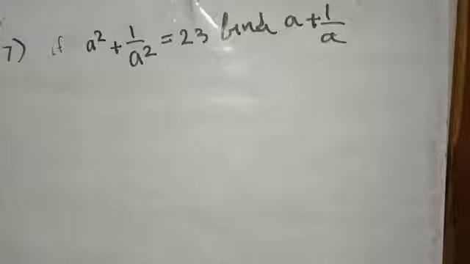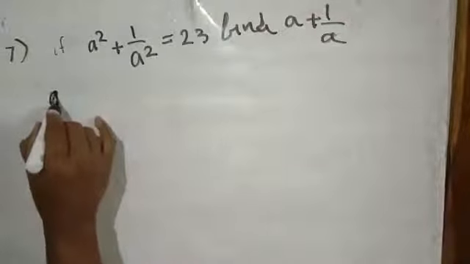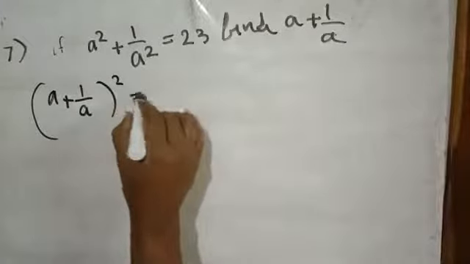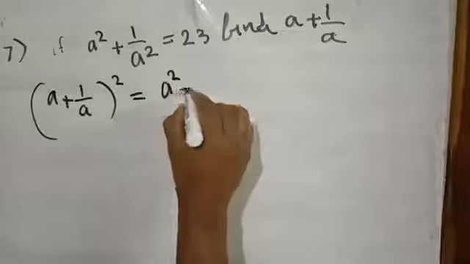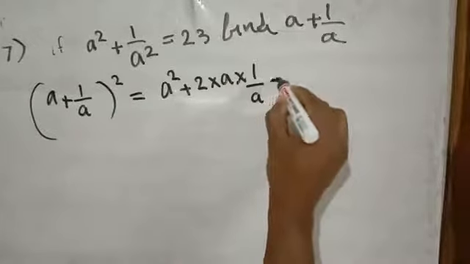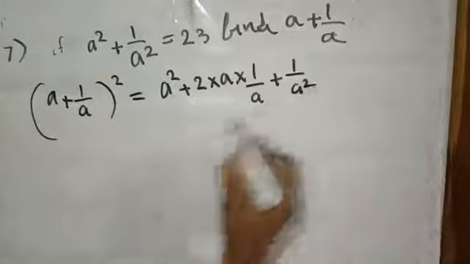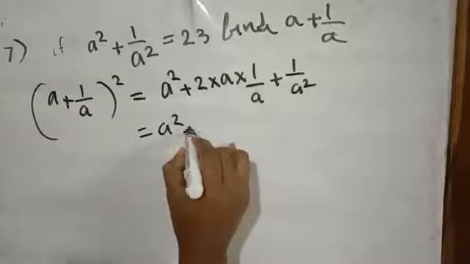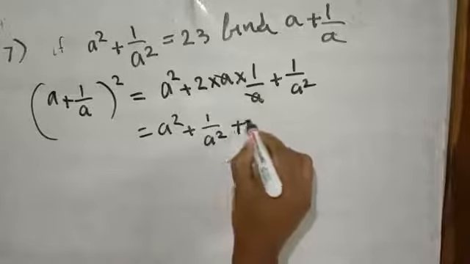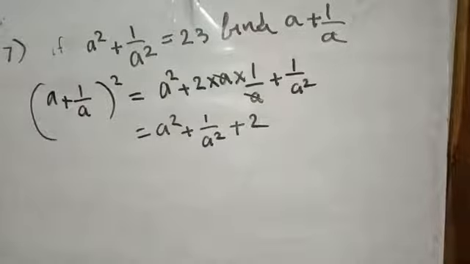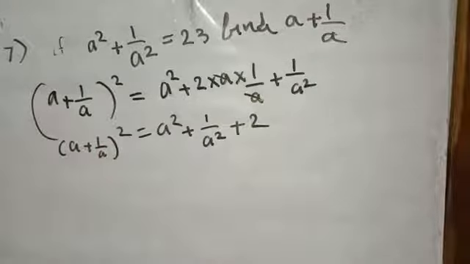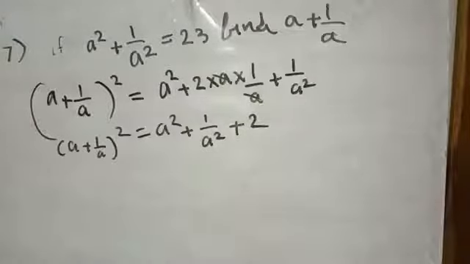1 by a. So we can write the expansion of a plus 1 by a the whole square. What is a plus 1 by a the whole square? A square plus 2ab, in the place of b, 1 by a, plus b square. That is a square plus, this a and a get cancelled, 2, plus 1 by a square. So a plus 1 by a the whole square is a square plus 1 by a square plus 2.